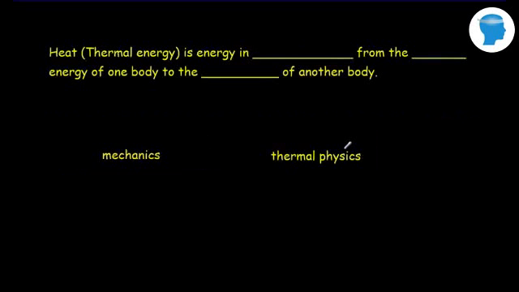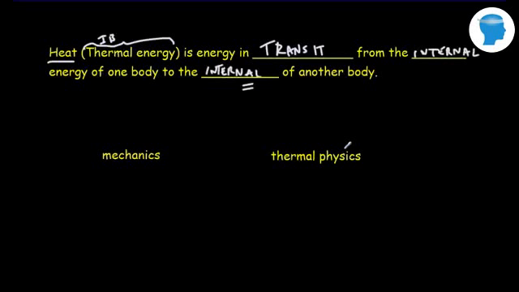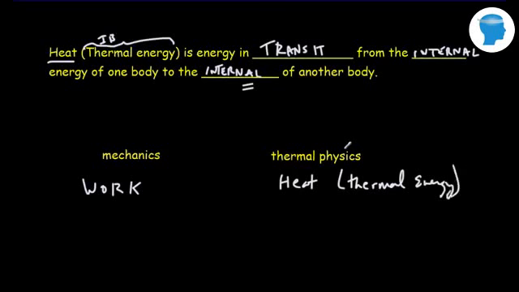So what we call heat and what the IB prefers to call thermal energy is energy in transit from the internal energy of one body to the internal energy of another. So in mechanics, when we were talking about transfer, we talked about work. That work was the cause of any energy transformations. Now in thermal physics, we talk about heat or thermal energy when we talk about the transfer of energy from the internal energy of one body to the internal energy of another.